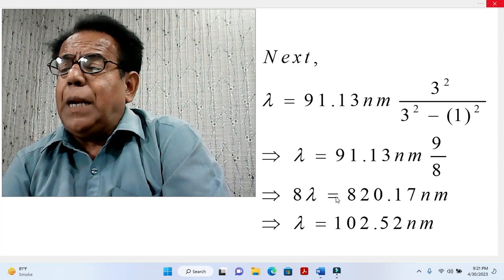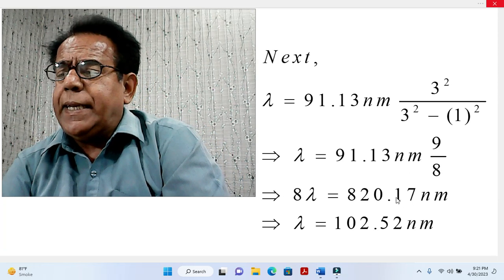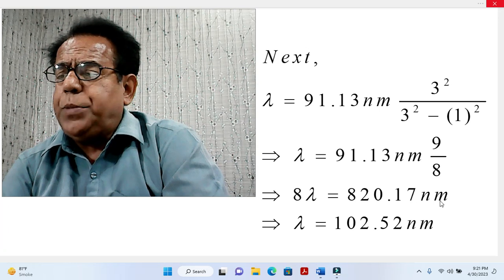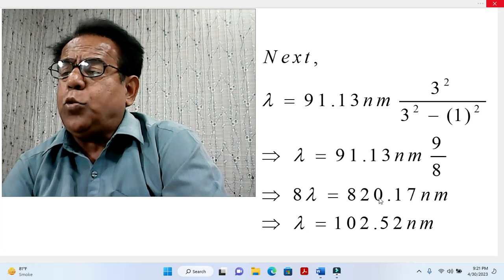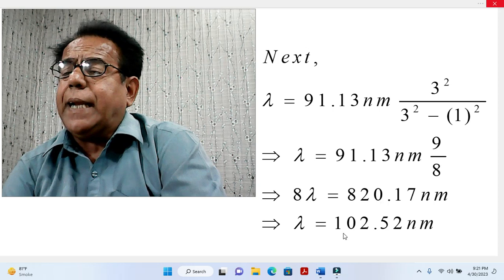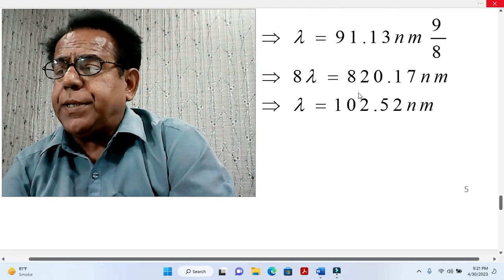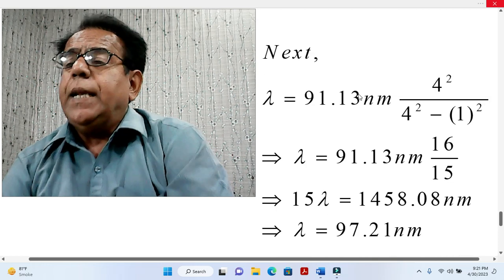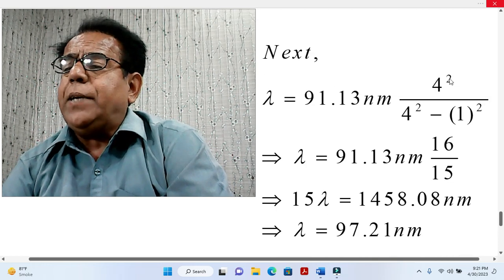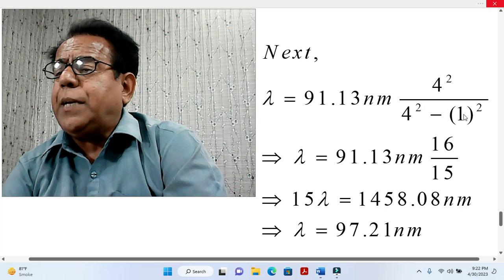So 8 lambda becomes equal to this 820 plus 17 nanometer. So 1 lambda will become equal to this divided by 8, and hence lambda will be equal to 102.52 nanometer. Next, lambda equal to this and 4 square over 4 square minus 1 square.